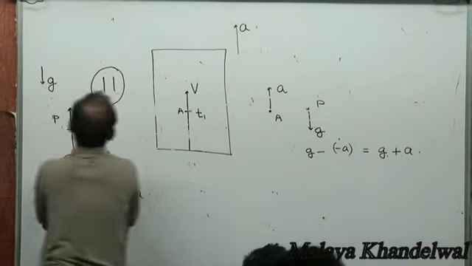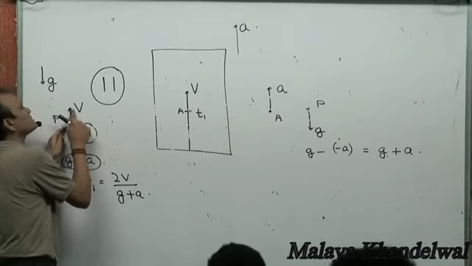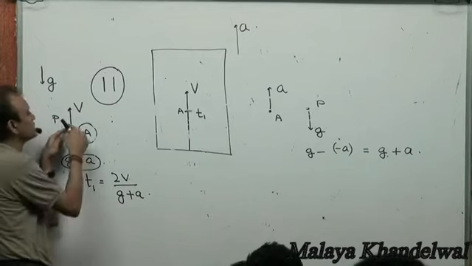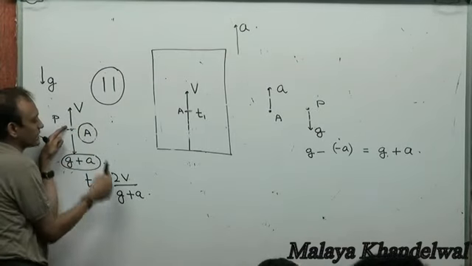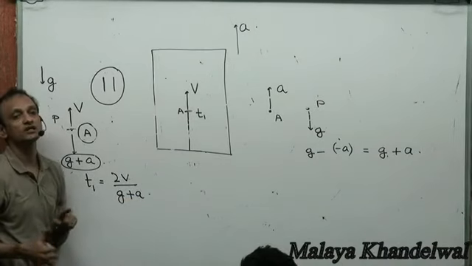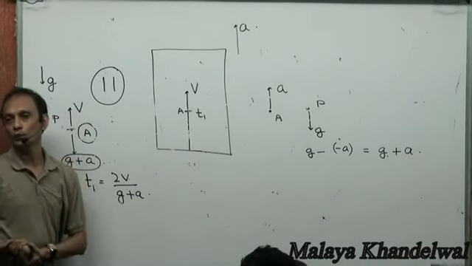So in the equivalent situation, A is fixed. The particle is launched with a velocity v with respect to A and has an acceleration g plus A downwards. So for it to come back to A, the time taken would be twice the initial velocity divided by the effective gravity, which is g plus A. Yes or no?